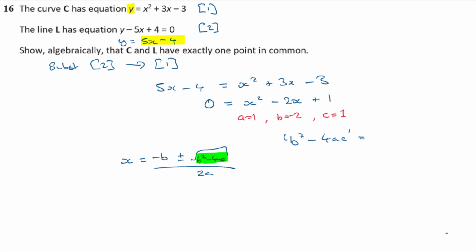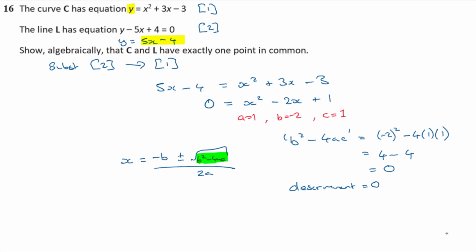So then b squared minus 4ac in this case is going to be negative 2 squared minus 4 lots of 1 lots of c, which is also 1. So that's going to give me 4 minus 4 then, isn't it, which is equal to 0. Okay, and because the discriminant is equal to 0, it means that you'd be adding and subtracting 0 to minus b, so you're only going to get one solution.